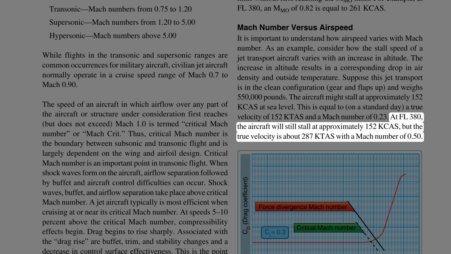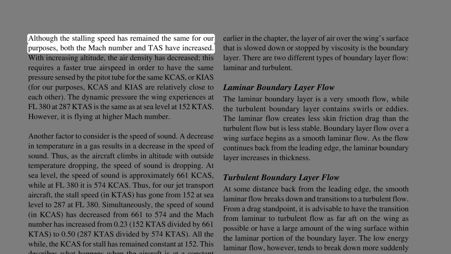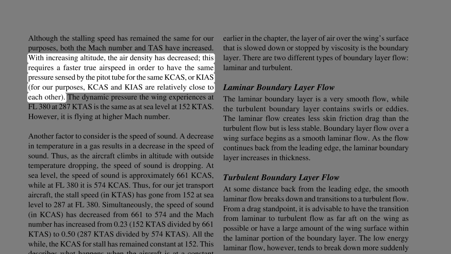This is equal to, on a standard day, a true velocity of 152 KTAS and a Mach number of 0.23. At FL 380, the aircraft will still stall at approximately 152 KCAS, but the true velocity is about 287 KTAS with a Mach number of 0.50. Although the stalling speed has remained the same for our purposes, both the Mach number and TAS have increased. With increasing altitude, the air density has decreased. This requires a faster true airspeed in order to have the same pressure sensed by the pitot tube for the same KCAS, or KIAS. For our purposes, KCAS and KIAS are relatively close to each other.